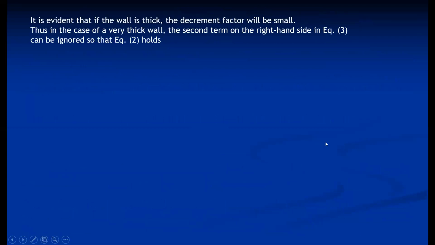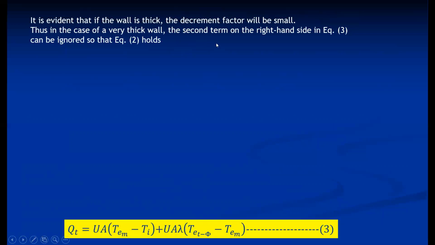Now it is evident that if the wall is thick, the decrement factor will be small. So the decrement factor decreases as the wall thickness increases. Thus, in the case of a very thick wall, the second term on the right hand side in equation 3 can be ignored, and equation 2 holds. It means for a very thick wall, lambda tends to 0. So if this term is 0, the second term can be ignored, and equation 2 holds.